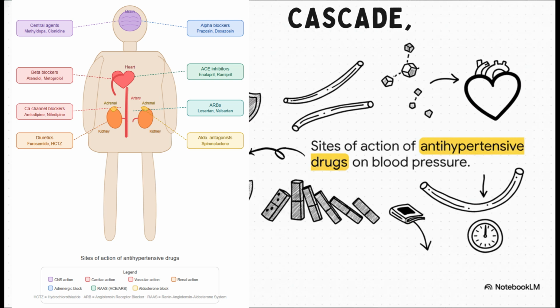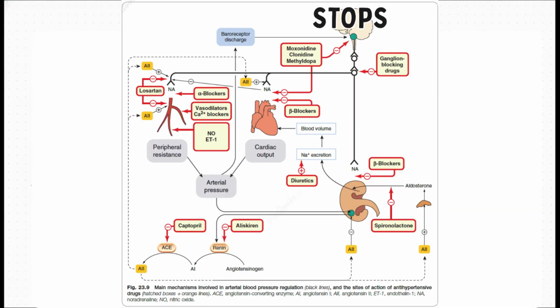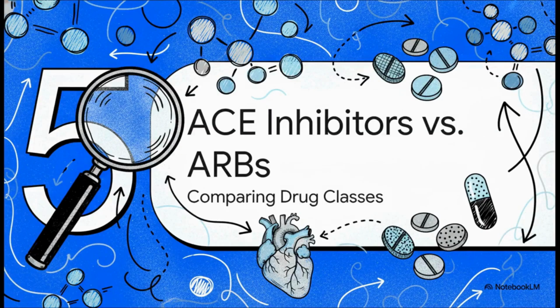By blocking the cascade, we reduce the overall fluid volume and vascular resistance in the body. That lowers the heavy workload on the heart, stops the aggressive clamping down of the blood vessels, and ultimately lowers the patient's blood pressure. It is honestly one of the great triumphs of modern cardiovascular medicine. Now for Part 5, ACE inhibitors versus ARBs.